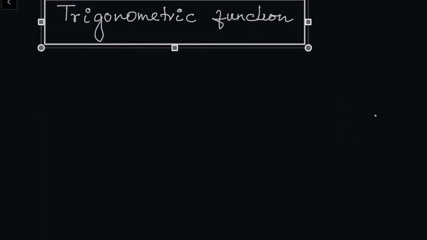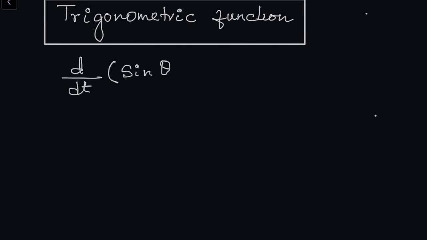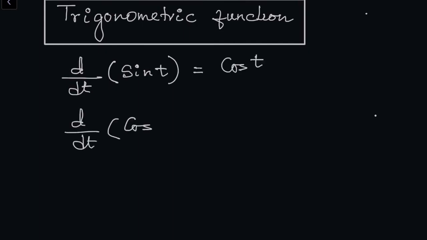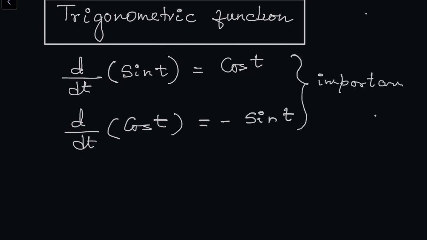Trigonometric functions are also important. But right now, you need to know only two relations. The d/dt of sine t equals cos t, and d/dt of cos t is minus sine t. Yes, minus sine t. These two are important relations. Just remember up to this. Later we'll be doing other relations.